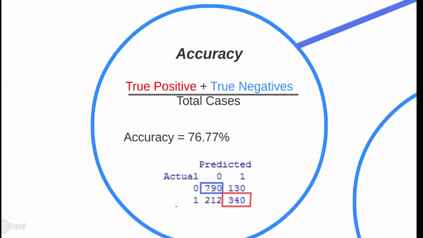One metric that we're particularly interested in is the model's accuracy. The accuracy is the proportion of the total number of predictions that were correct. So it's defined as the true positives plus the true negatives over the total cases. The confusion matrix is shown below. Our accuracy for this case was found to be 76.77%. Ideally, we would want all our predictions to be correct, so a perfect model would have 100% accuracy.